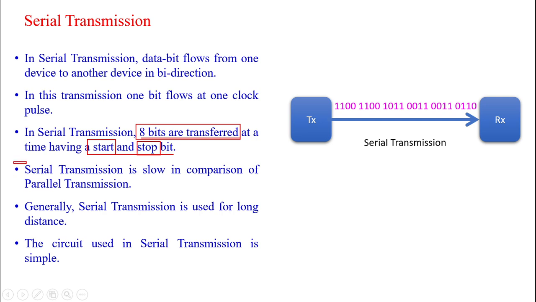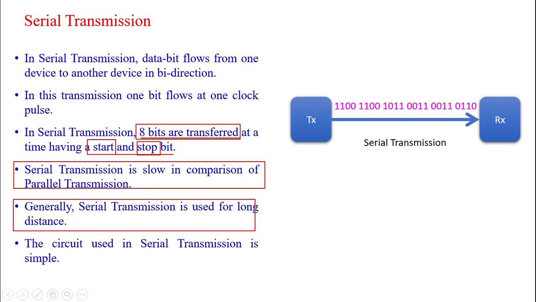Of course, the next point you can see here: serial transmissions are slow compared to parallel, because in a serial transmission we are transmitting data bit by bit. It will take a little more time compared to parallel communication. Okay, and generally serial communications are utilized for longer distance communication, and the circuit is very small and very simple.